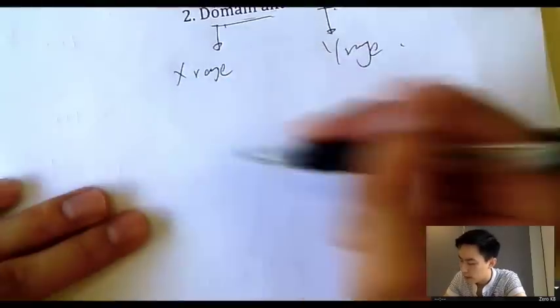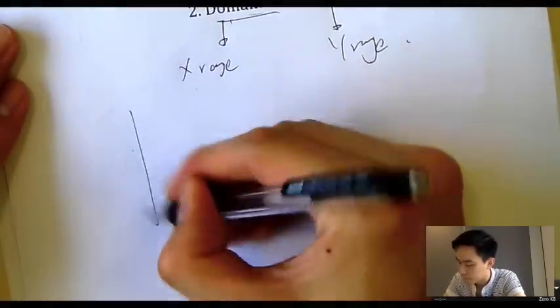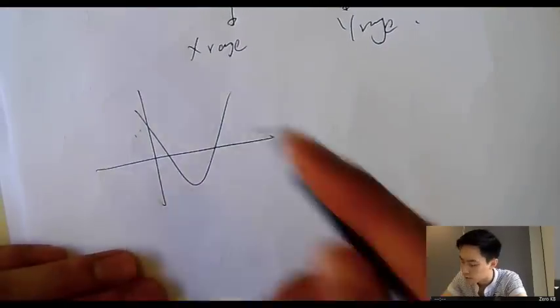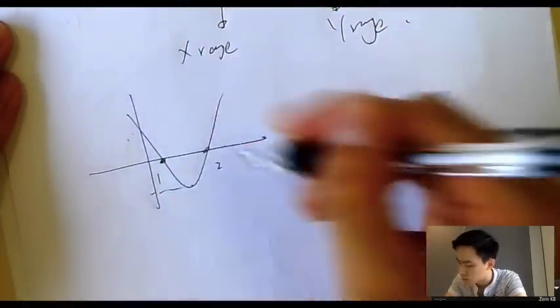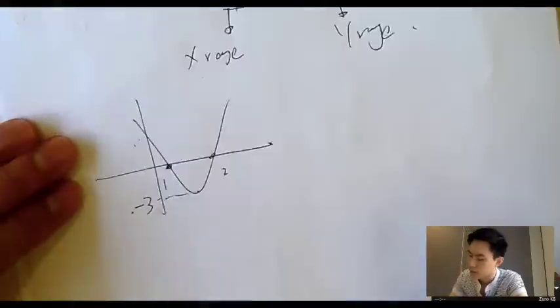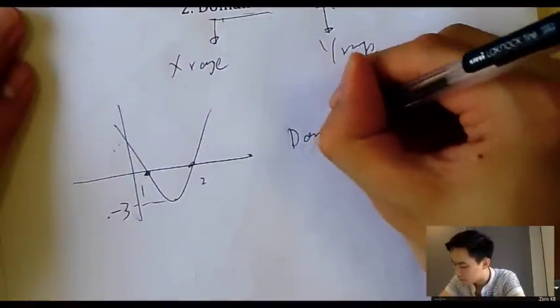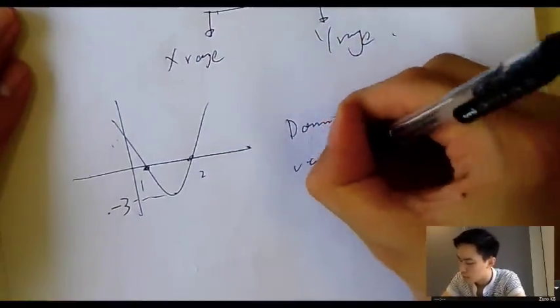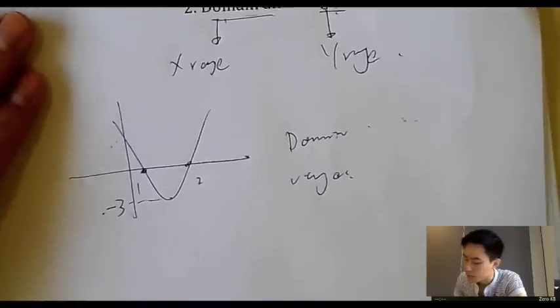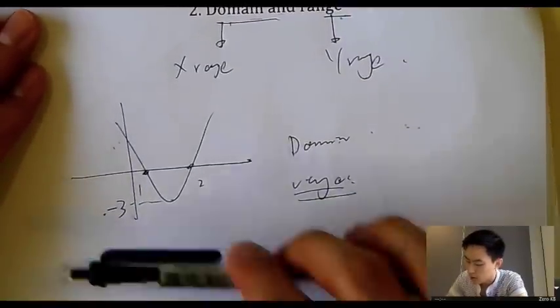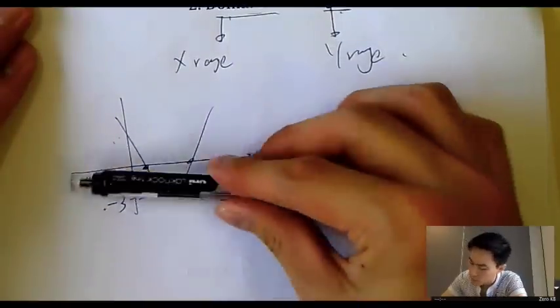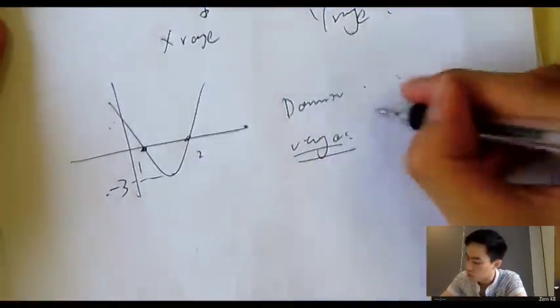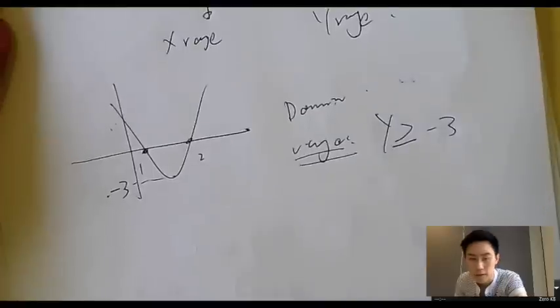Let's say you have a quadratic function, with this point at 1 and 2, and the minimum point is -3. If I ask you to find the domain and also the range, how do you do that? The range is the Y range. If you look at the Y, it cannot go below -3. It can only be -3 or above. So y is greater than or equal to -3. That is the Y range.